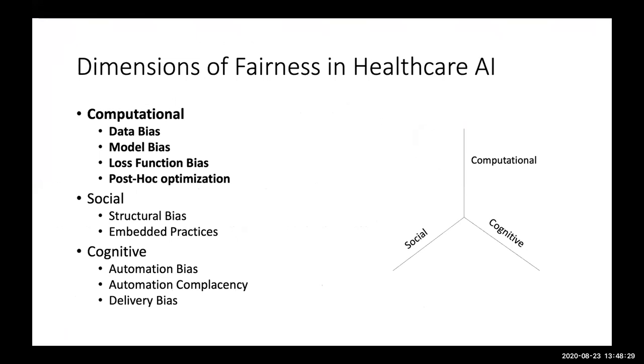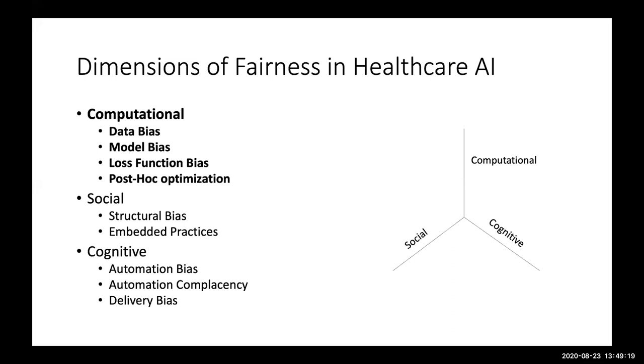So now that you have seen the different dimensions, here is a nice structure to think about the dimensions of fairness in healthcare AI. The first framework or the axis on which we like to think is the computational axis. This is where most of the attention of the machine learning community is focused today. We talk about data bias, model bias, loss function bias, and post hoc optimization of the clinical decision. And these are all computational issues, and we measure the success or the failure of a fair AI system across all these four subcategories on the computational axis.